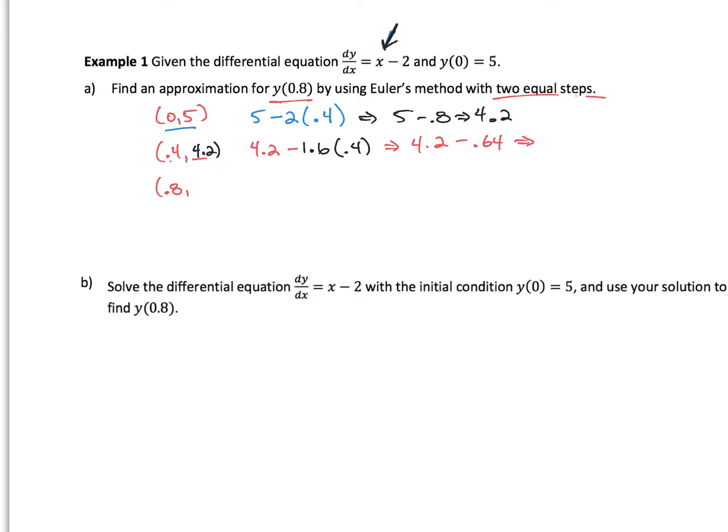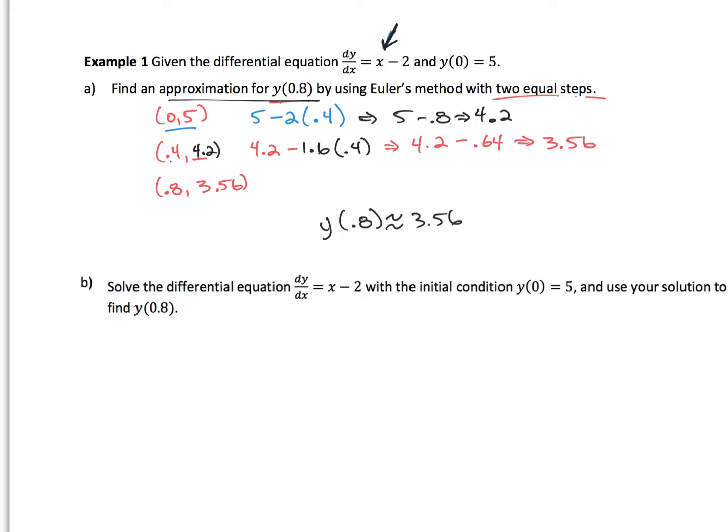0.64. And so now we have 4.2 minus 0.64, which is 3.56. So now my ordered pair is 0.8, comma 3.56. So the way I want you to give the answer, though, is the approximation of that. I'm going to say y of 0.8, what do I say? Squigglies is 3.56. All right. Pretty good?